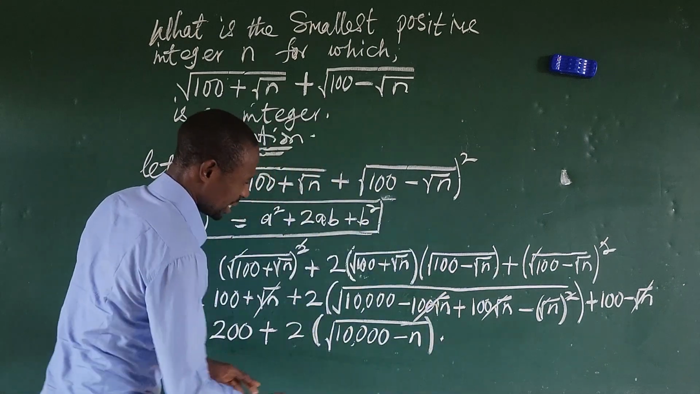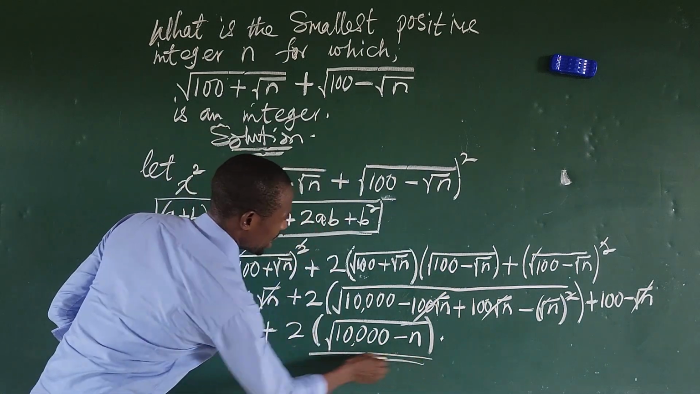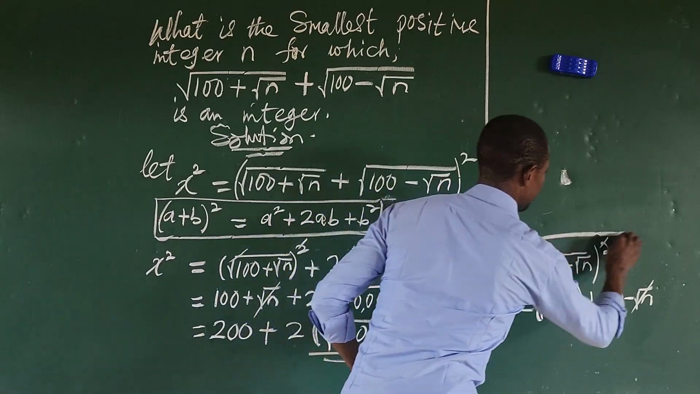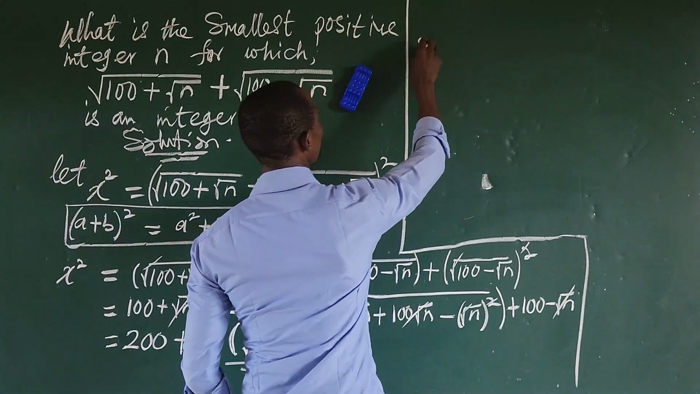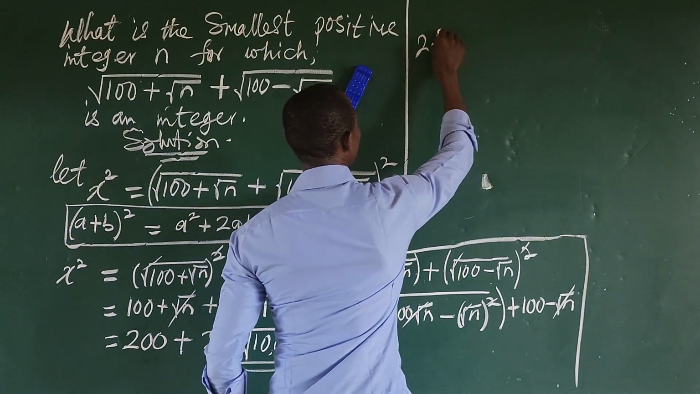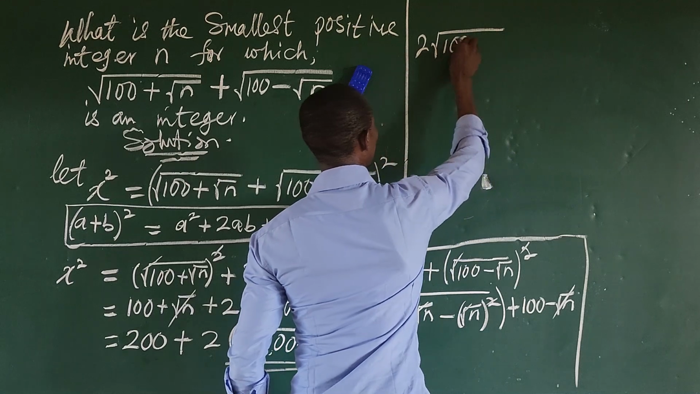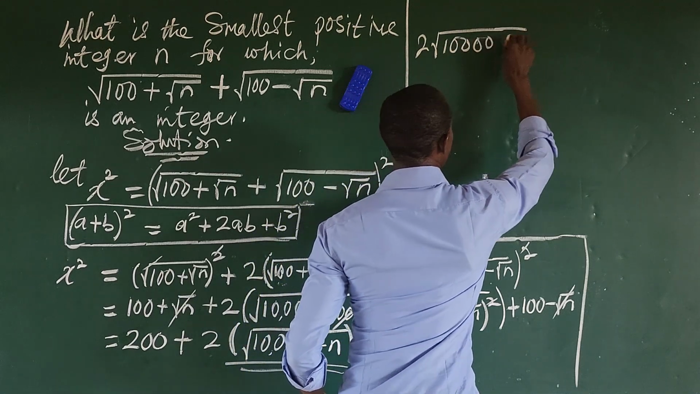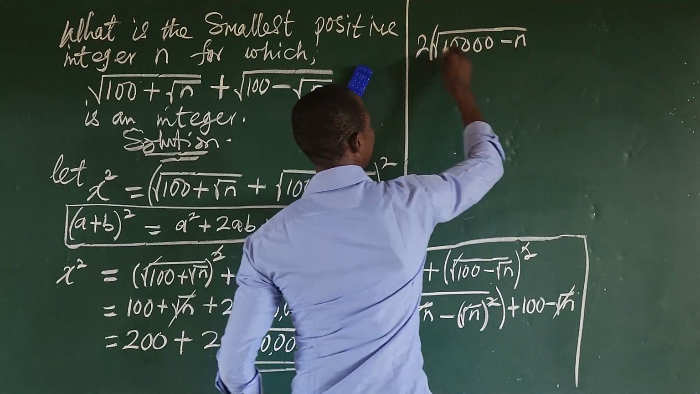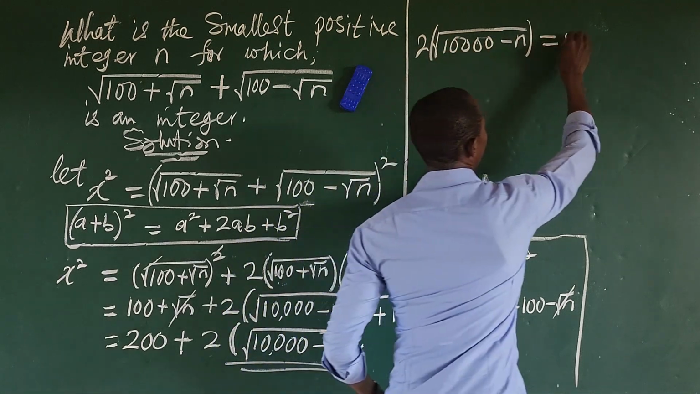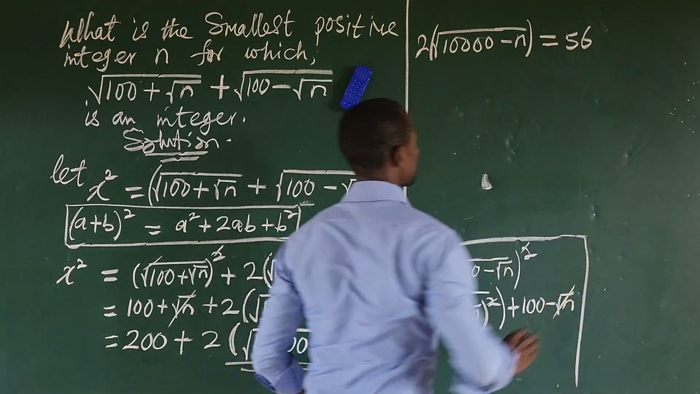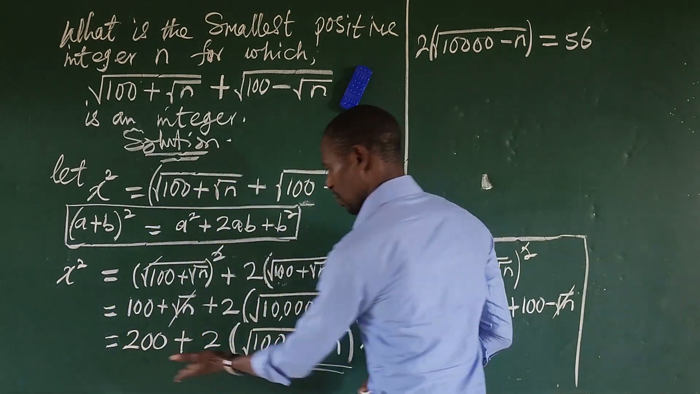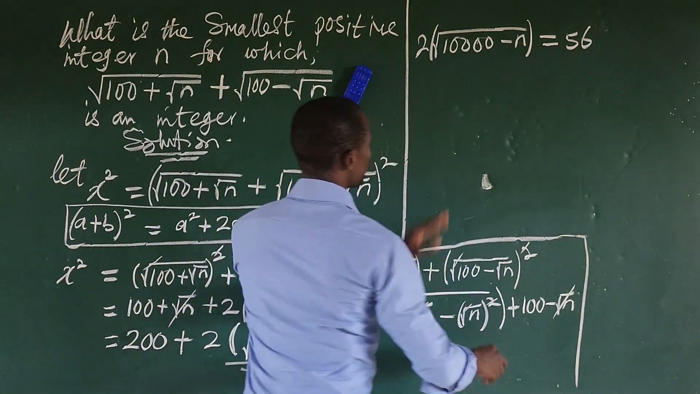So what does that mean? Let's handle this part here. So let's continue on this side and see what this gives us here. Okay? So we're going to have this to be our 2 into the square root of 10,000, then minus n, right? This is equals to our 56, right? Because we said everything here is going to give us 256, and we have 200 already. So it's equals to 56.